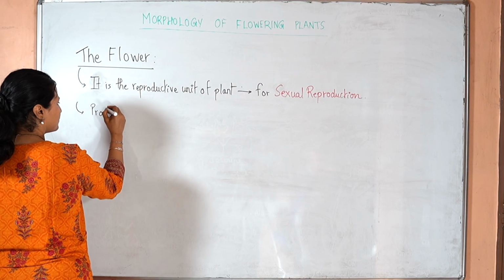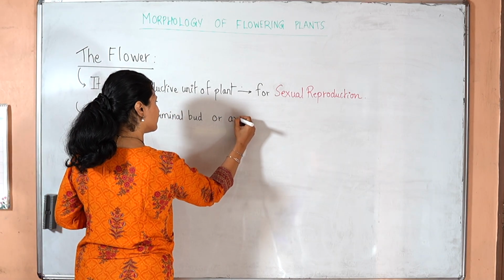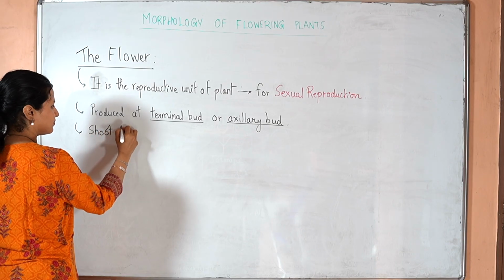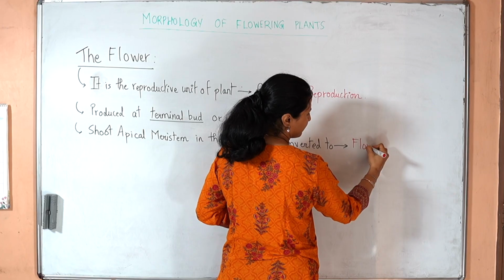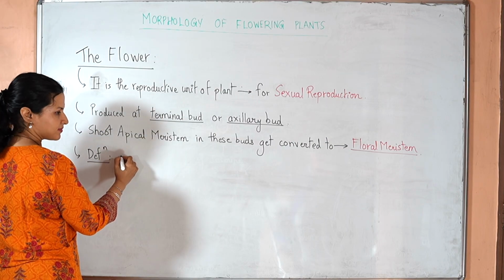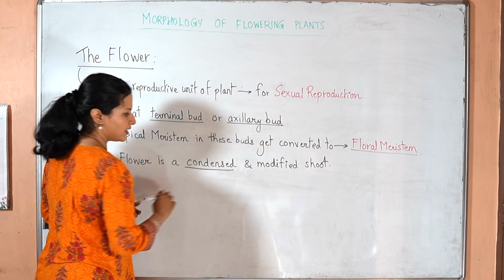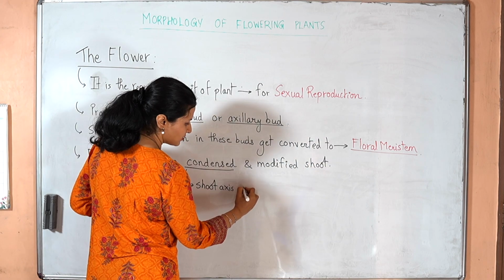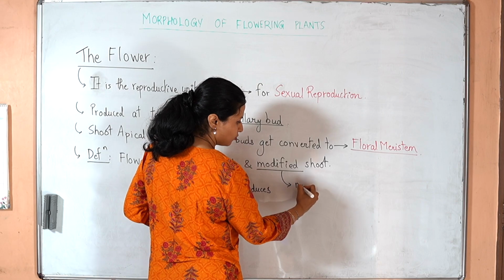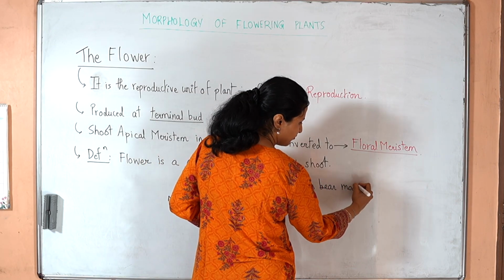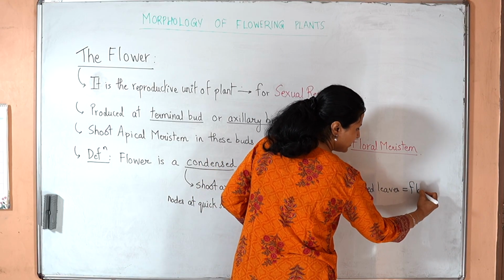It can be produced at the terminal bud or axillary bud. The shoot apical meristem in these buds gets converted to floral meristem. A flower can be defined as a condensed and modified shoot. Condensed because the shoot axis produces nodes in quick succession. The nodes bear modified leaves, which are equal to the floral appendages.